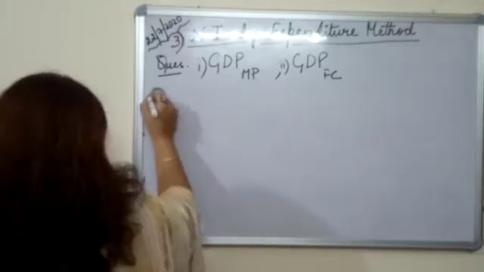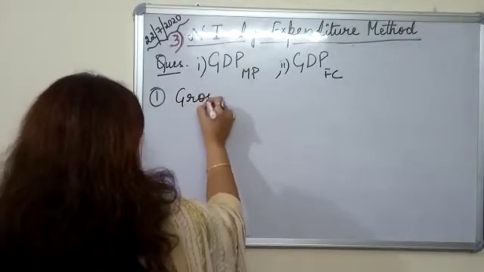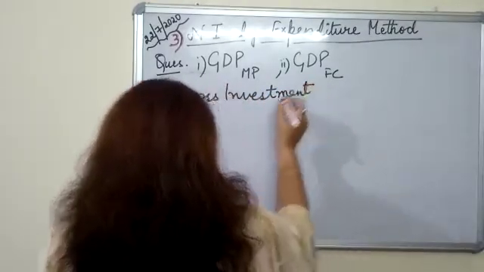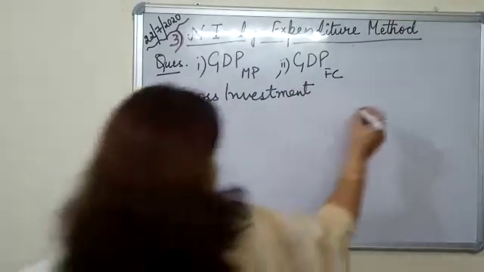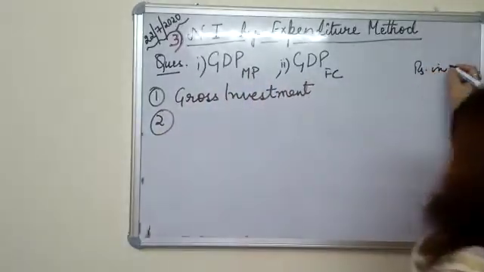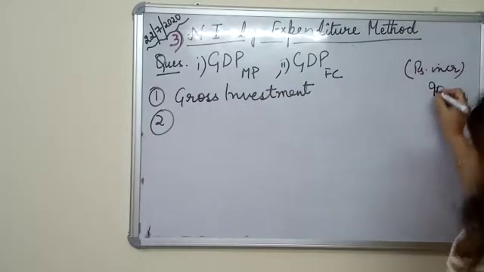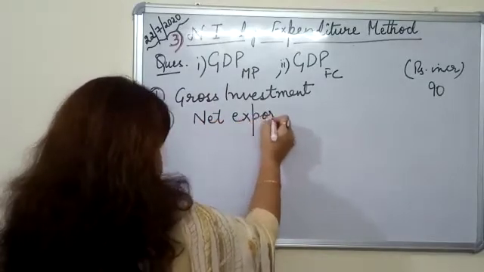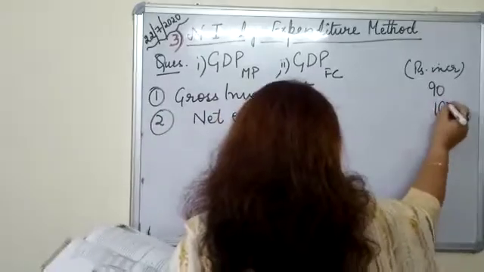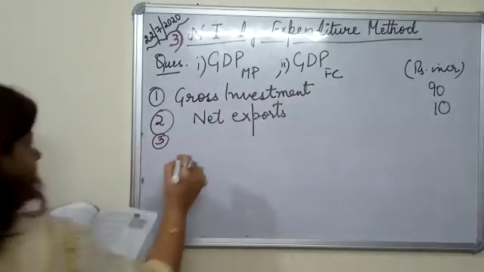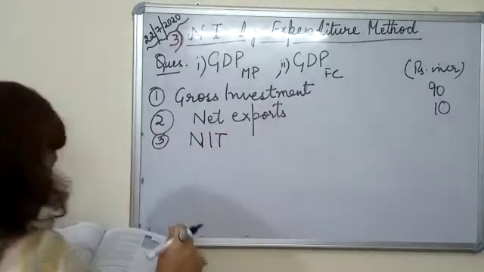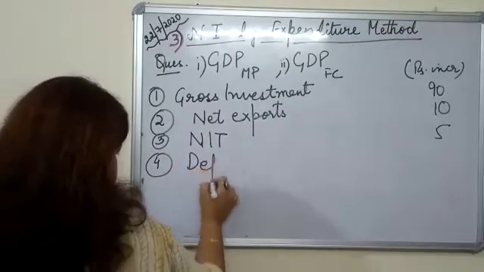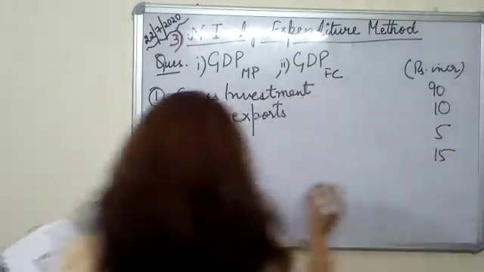Now, what is given to you is gross investment, which is again rupees in crores. This is 90. Net exports, 10. Third thing which is given is NIT, that is net indirect taxes, is 5. Fourth thing which is given is depreciation, that is 15.